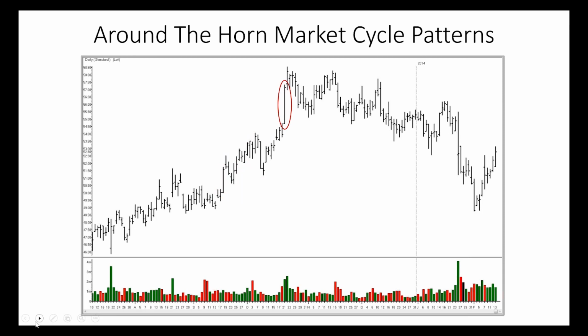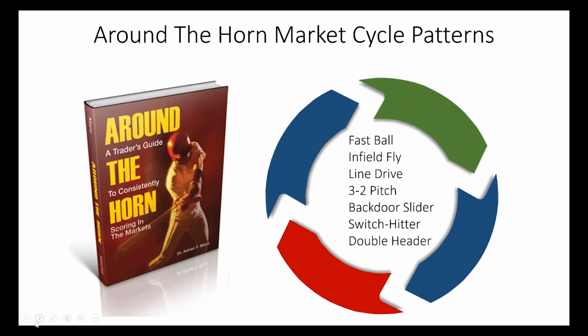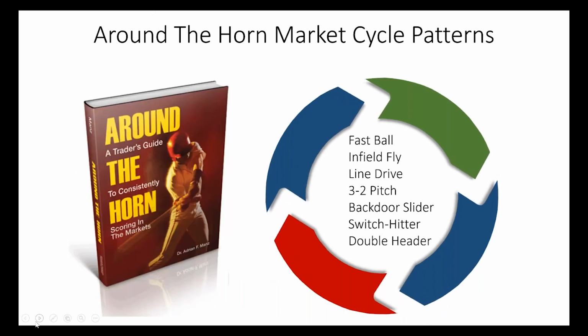Then we get a line drive move. Then we get a big 3-2 pitch inside move. Then we get a backdoor slider move on the heels of another fastball move. Then we have a double header setup. And you just keep going through. Here's another infield fly. What you do is you keep spotting those things on your charts, and then it just tells you what phase of the liquidity cycle you're in. And in that case, that was the Dow Jones Industrials.